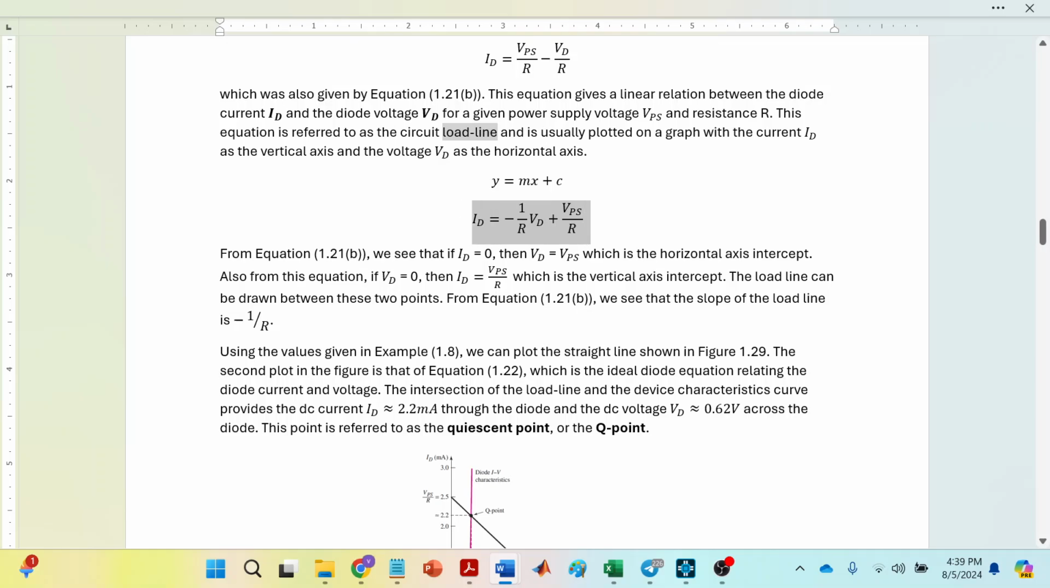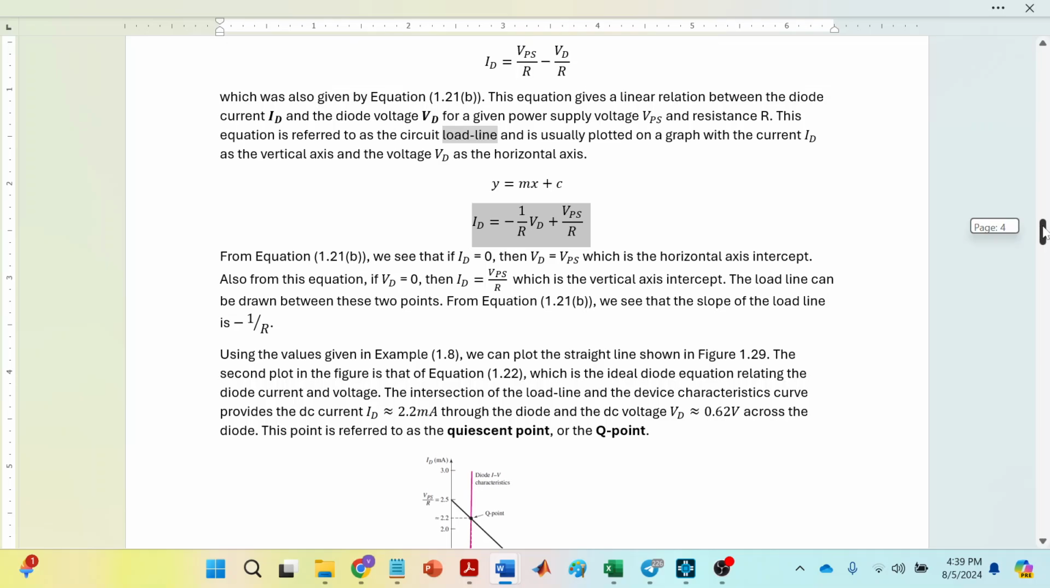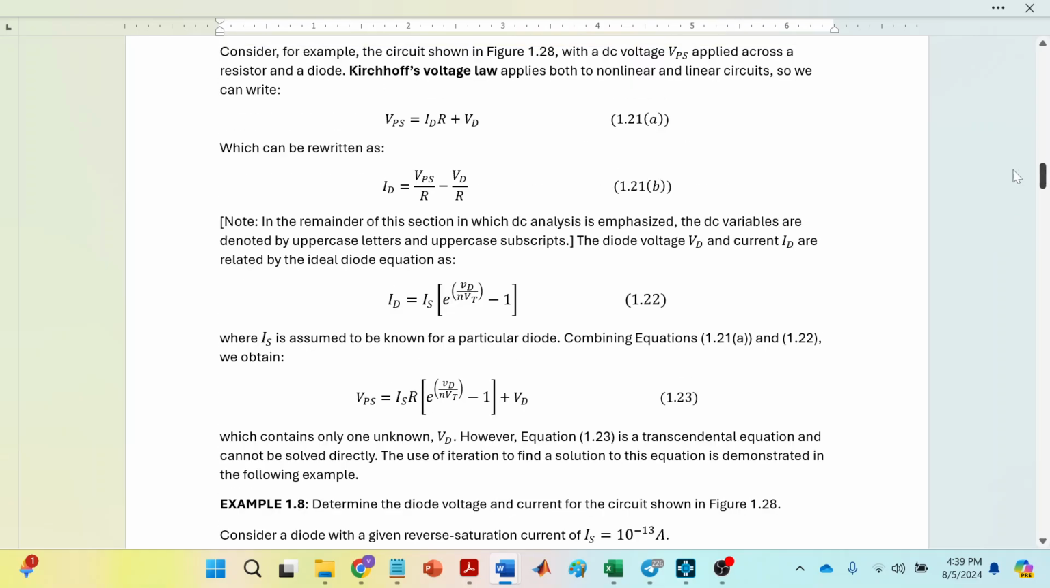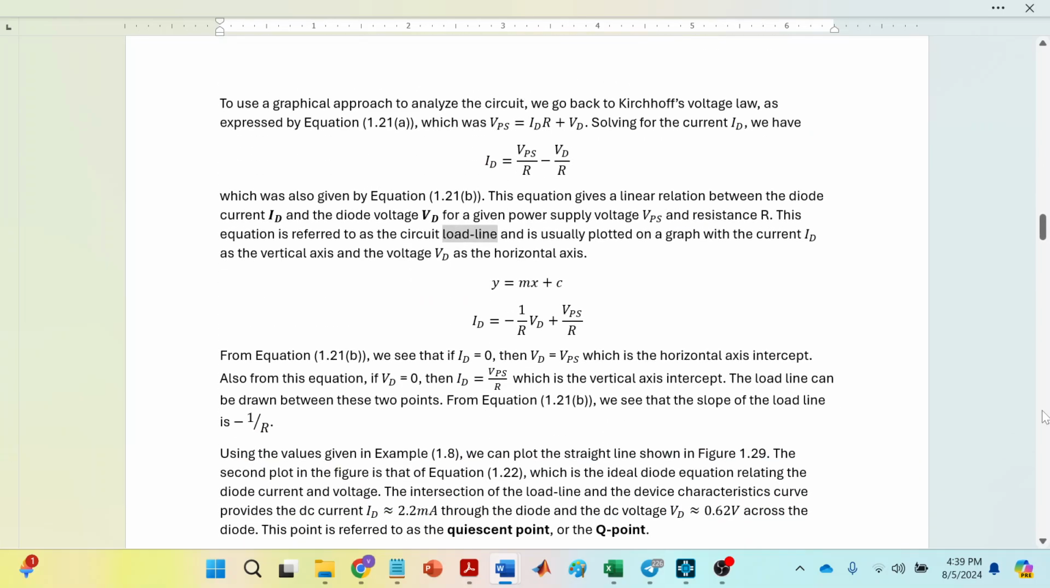Like I said, this equation is the load line, and the IV characteristic equation of the diode is given by this equation here. So what we are going to do is graphically plot this equation and this equation. This equation is called the load line.